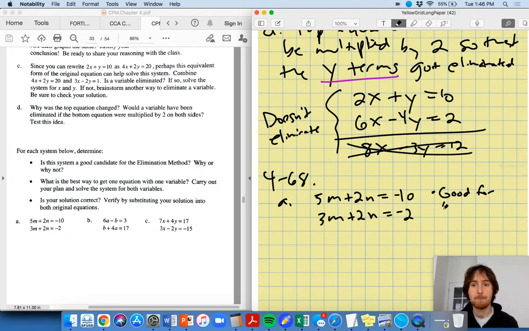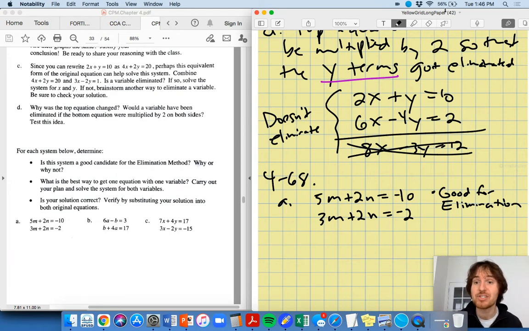Why am I saying that? Why is this good for elimination? Don't zone out. Don't go away. This is get your brains going in math class here, okay? Why is this great for elimination? Well, all the variables are on one side of the equal sign. They're all on the left side, right? It's all set up for elimination. It's written in standard form.